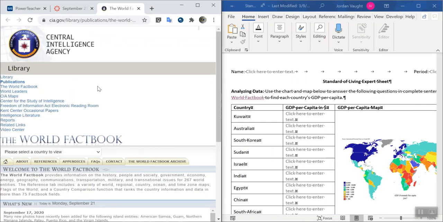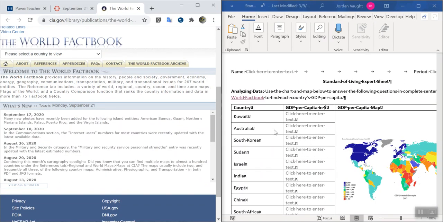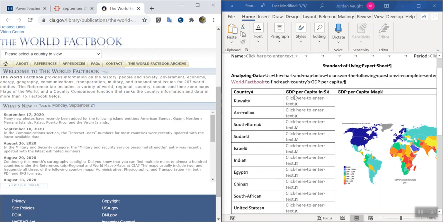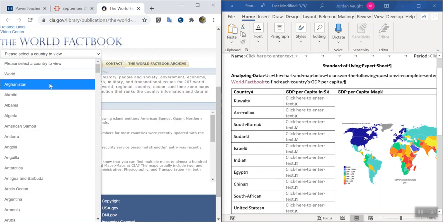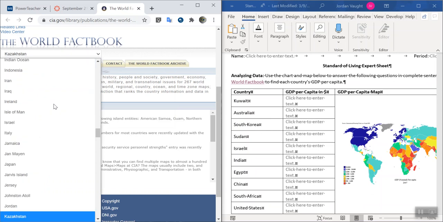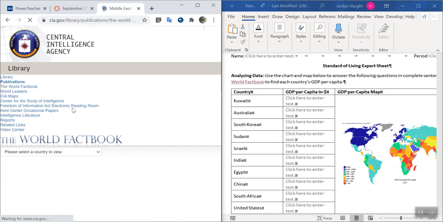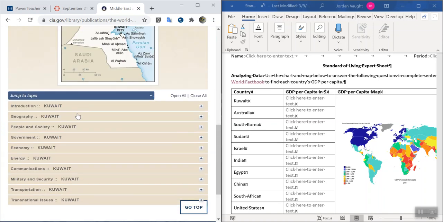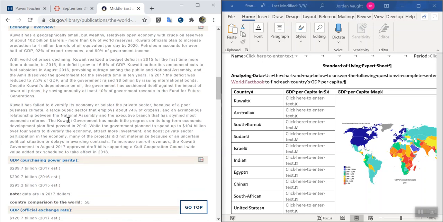All right, so what you see here is you're going to look up these countries, and then you're going to find the GDP per capita. Pretty simple. Up here where it says please select country to view, and then just finding it. So Kuwait, okay, we go down. Do we find Kuwait? There it is. All right, then you're going to scroll down to where it says econ, because we're in the econ section. Okay, click on econ. You see it gives you an idea.